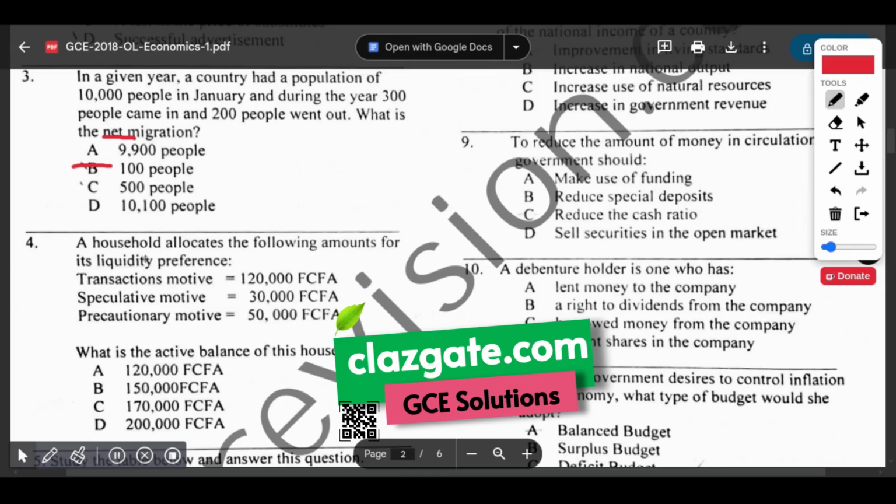Question 4. A household allocates the following amounts for liquidity preference: transaction motive 120,000 francs CFA, speculative motive 30,000 francs CFA, precautionary motive 50,000 francs CFA.